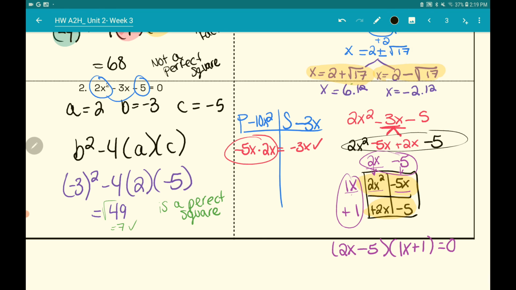We are almost done. I need to solve my mini equation. So when I solve this, I'm just going to get x is equal to -1. Remember, it's opposite, which is nice and easy. But in this case, I need to solve for x. It's a two-step equation. So I add 5 to both sides. 2x is equal to 5, and then I divide by 2, divide by 2. So x is equal to 5 over 2. And those are my two roots.